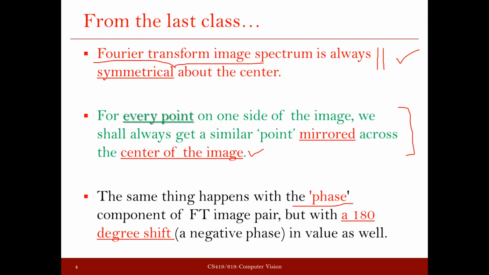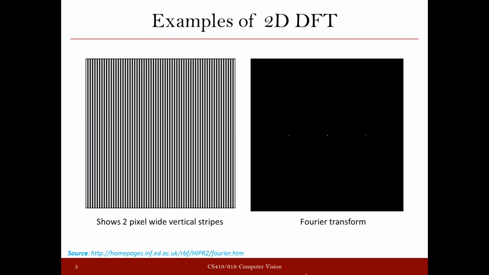For the phase spectrum also you will find this kind of property, but there you will find that there will be a 180 degree shift. If you divide your image into two halves and then see, you will find that there will be a 180 degree shift, right? So it will be exactly symmetric in the case of magnitude spectrum, but in case of phase spectrum you will find a shift of 180 degree. Okay. Now let us understand this with the help of an example.